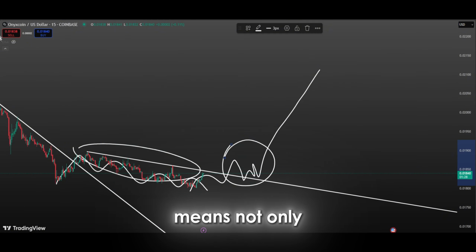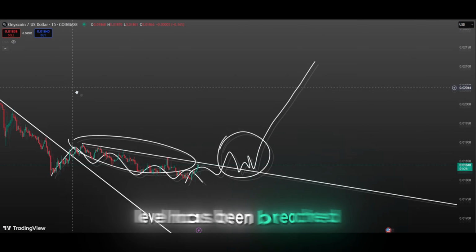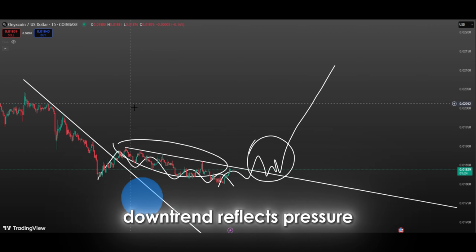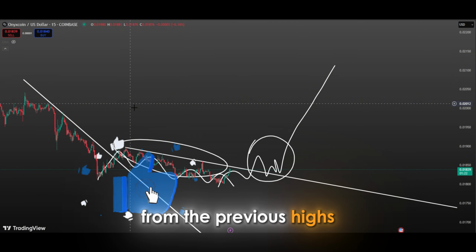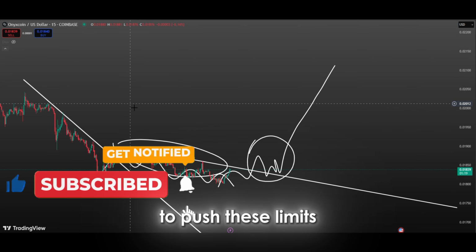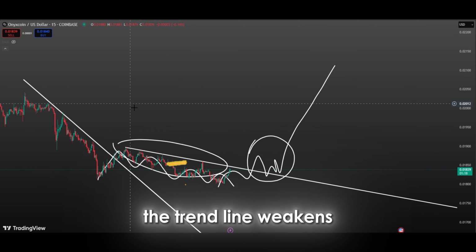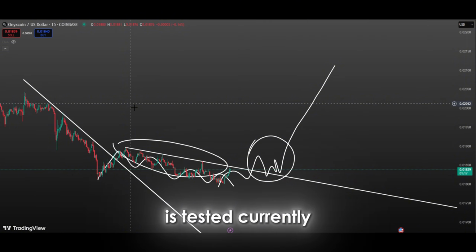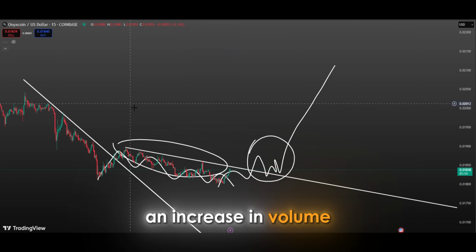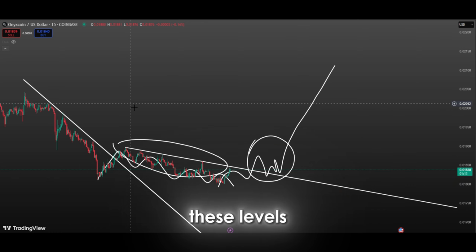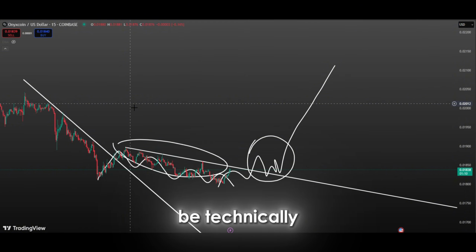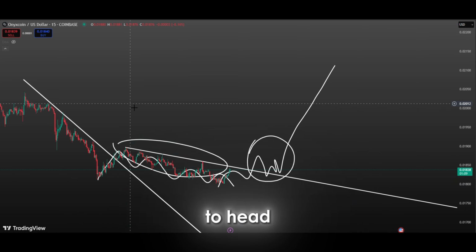Breaking such trends means not only that a resistance level has been breached, but also that a significant shift in investor psychology has occurred. While the current downtrend reflects pressure from the previous highs, it also shows that this pressure is starting to fade and that the price is preparing to push these limits. This is because the trend line weakens each time it is tested. Currently, the price is very close to this trend line and is on the verge of an upside breakout. An increase in volume or a positive news flow at these levels could cause this trend line to break to the upside. If this breakout occurs, there will be technically far fewer obstacles for the price to head higher again.